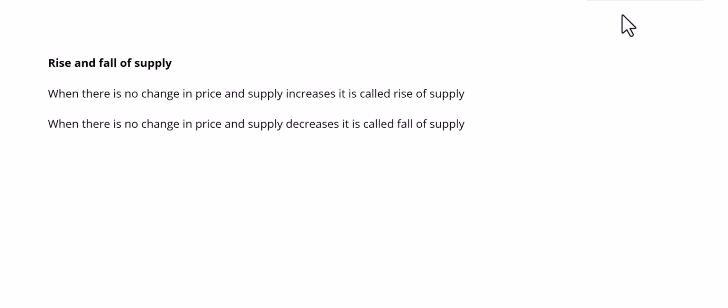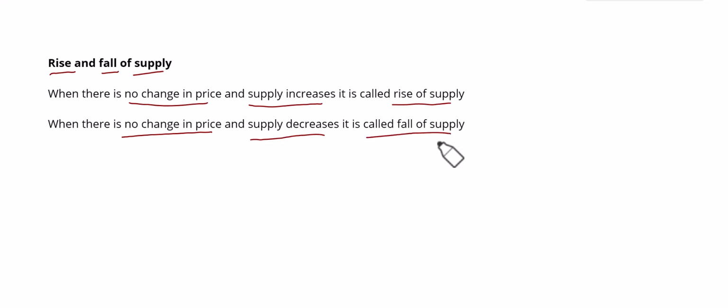In today's lecture, we are going to discuss the difference between rise and fall of supply. In our previous lecture, we discussed the difference between extension and contraction of supply. Now we are going to discuss the difference between rise and fall of supply. Basically, rise means that when there is no change in price, the price is constant and supply is increasing. That is called rise of supply. And when there is no change in price and supply decreases, that is called fall of supply.